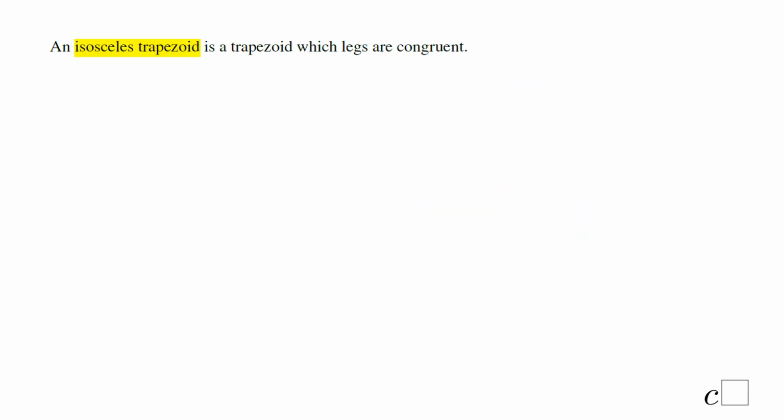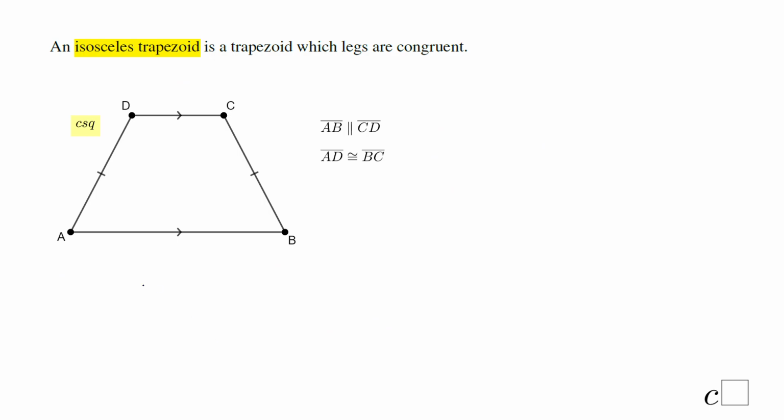On my next topic, we're going to take a look at a special trapezoid, which is called an isosceles trapezoid. This is a trapezoid whose legs are congruent. So you notice right here, these two legs are congruent. It is a trapezoid because we notice these two sides are parallel sides.